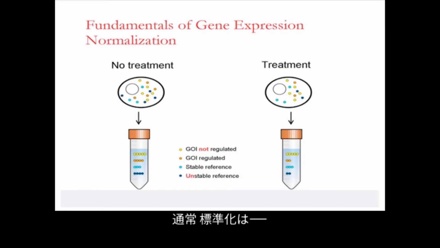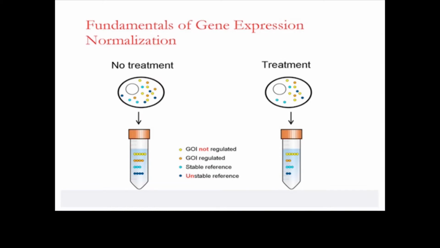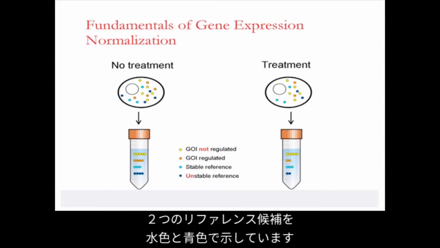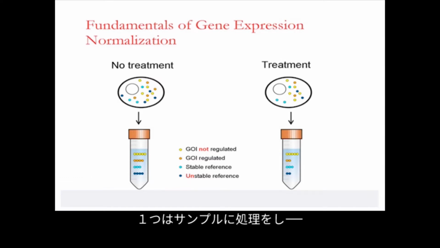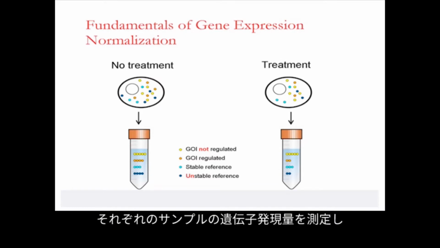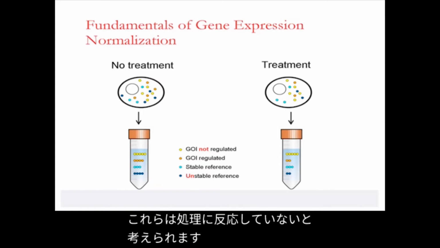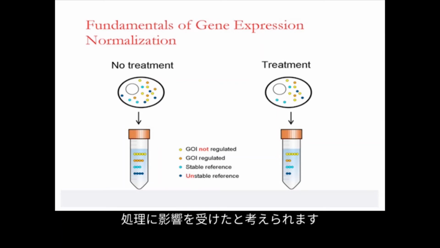Often the intended purpose of normalization is to make data comparable to a one-on-one relation to sample cell count. In this example, we have illustrated two genes of interest in yellow and orange, and two reference candidates in turquoise and blue. Suppose that two samples contain equal numbers of cells. One sample where the cells have undergone some treatment, and another sample where the cells have received no treatment. As we measure the gene expression in the two samples, a gene of interest that shows equal expression level in the two samples we consider not responding to the treatment. A gene of interest that shows different expression levels in the two samples we consider regulated due to the treatment.